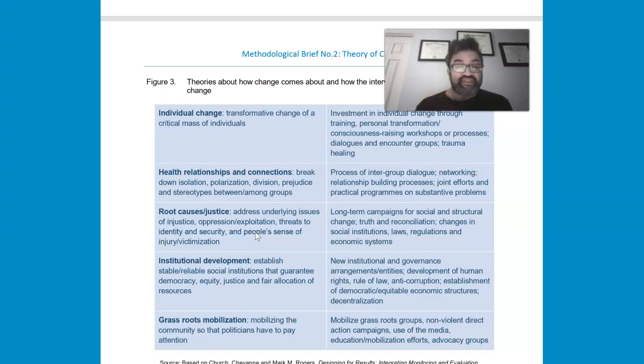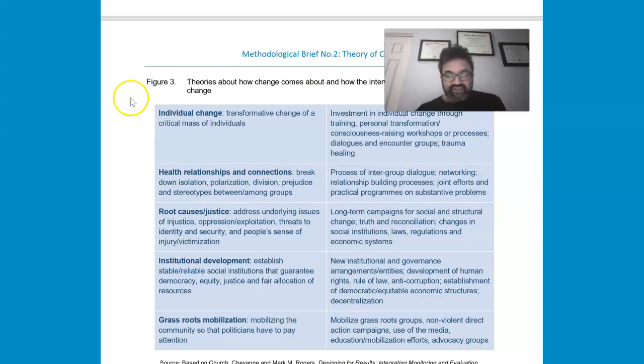Then there's root causes, injustice. So that addresses underlying issues of injustice, oppression, exploitation, threats to identity and security, and people's sense of injury and victimization. So this is long-term campaigns. Interventions include long-term campaigns for social and structural change. These types of interventions are about truth and reconciliation, changes in social institutions, laws, regulations, and economic systems.